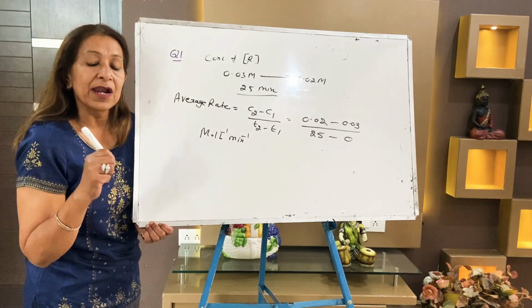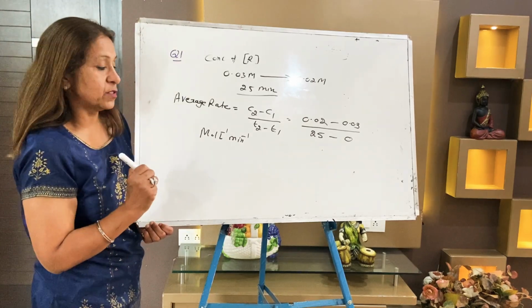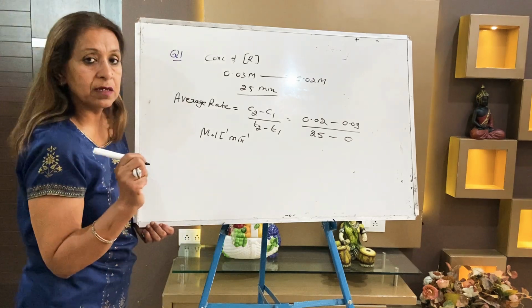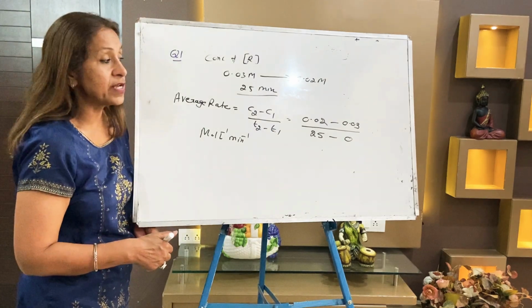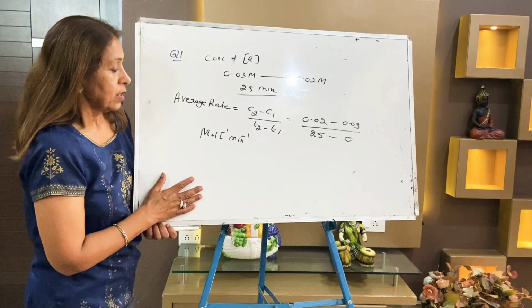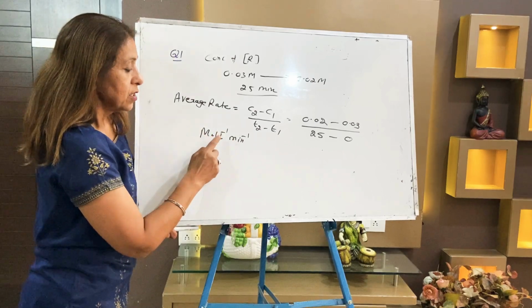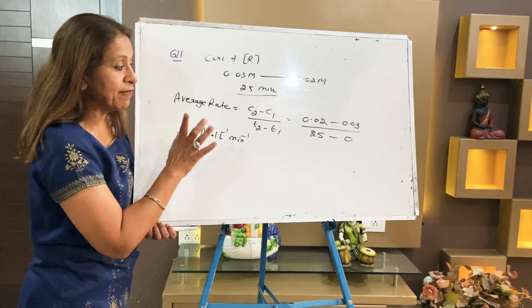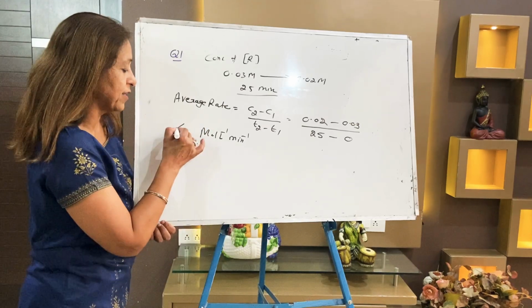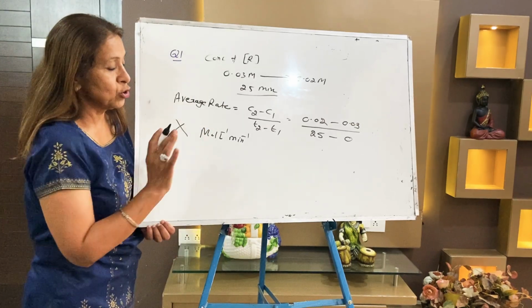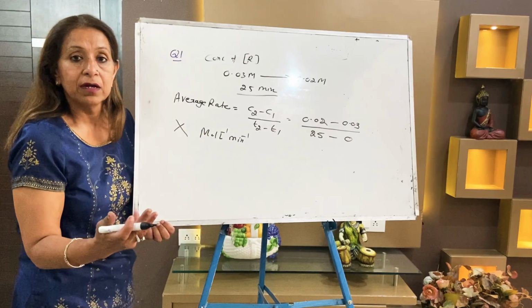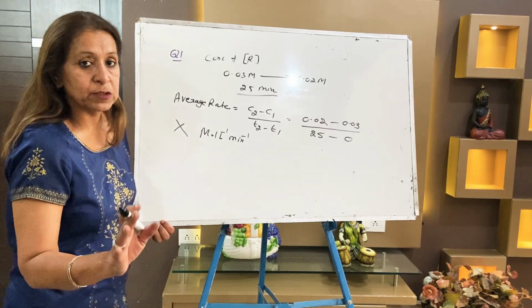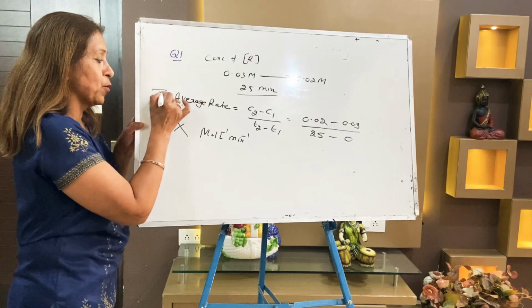But they are asking to calculate the answer also in seconds. This is your first answer. Now, have you calculated the average rate in mole per liter per minute? Whatever the calculation comes, let us write X. For (0.02 minus 0.03) divided by 25, the answer is X mole per liter per minute. That is right for the first part.